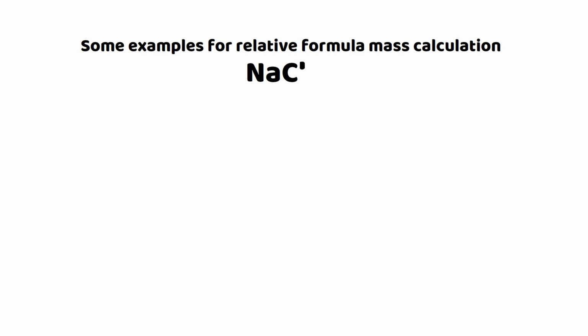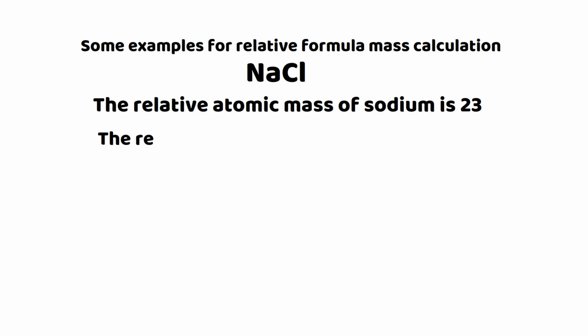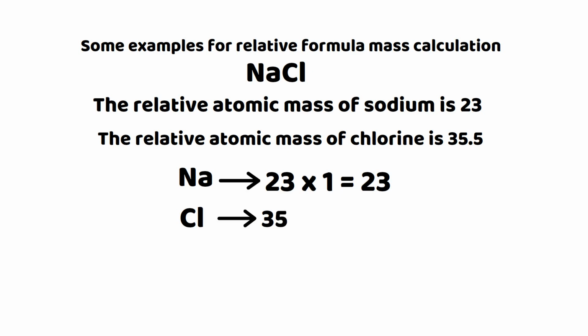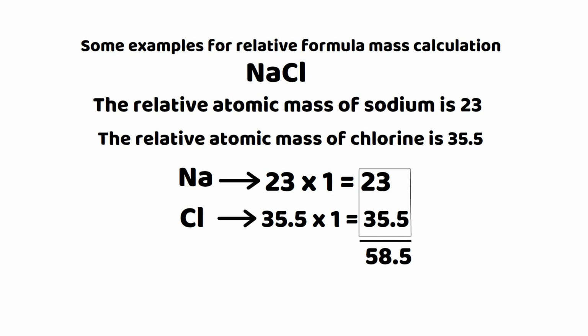Now let's see some examples for relative formula mass calculation. A formula unit of sodium chloride has 1 sodium ion and 1 chloride ion. The relative atomic mass of sodium is 23 and the relative atomic mass of chlorine is 35.5. So for sodium we shall write 23 into 1 is equal to 23, and for chlorine we shall write 35.5 into 1 is equal to 35.5. Now if we add these two numbers, we get 58.5, that is the relative formula mass of sodium chloride.